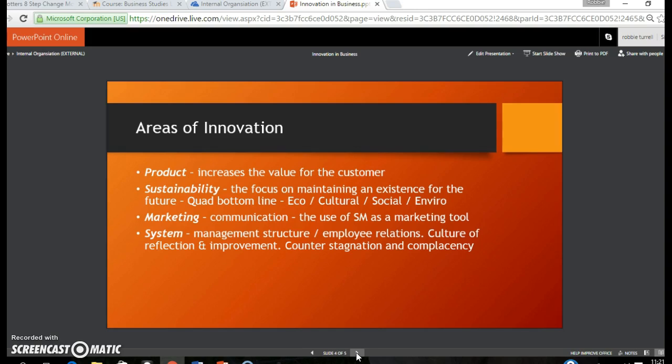Thinking about marketing, areas of innovation, marketing, social media, although it's quite old hat now, this was seen as a key area of innovation, allowing the democratization, should we say, of marketing and being able to market to individuals. Also system, the management structure, the way in which your hierarchy is created, the way in which your hierarchy is adapted, is flexible, can adapt to certain changes. All of this, within a system as well, there's always a culture of reflection and improvement. All of these are different ways in which we can innovate.